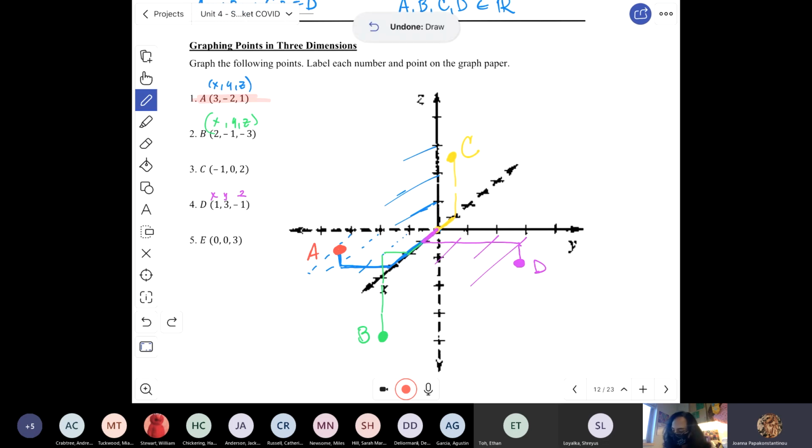Okay, let's try one more. From the origin, where am I going? I'm not going forward or back because x is 0. Then I'm not going left or right because y is 0, but from the origin, I am going up 3. So there is E.